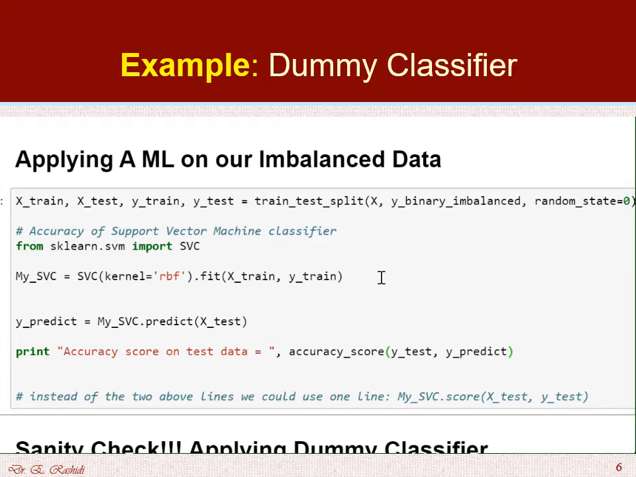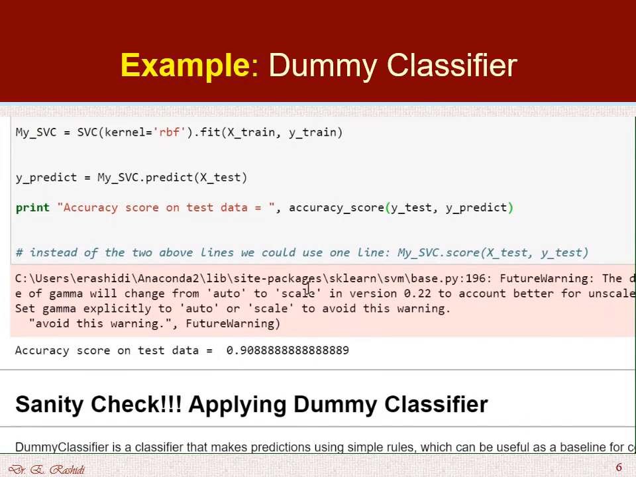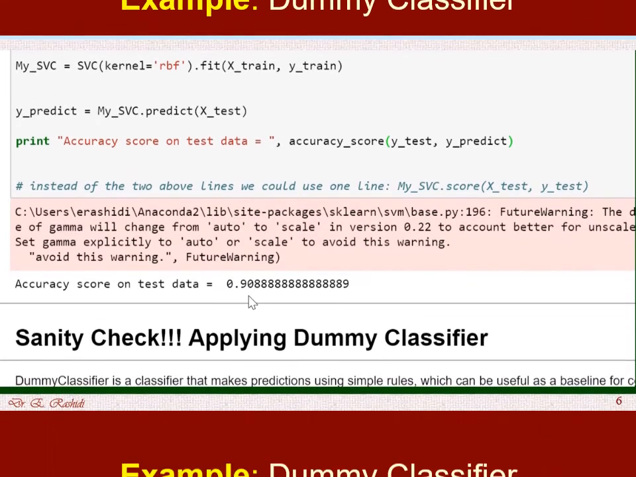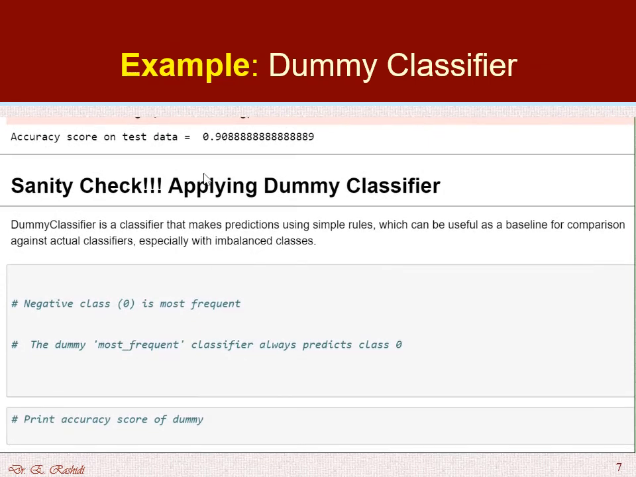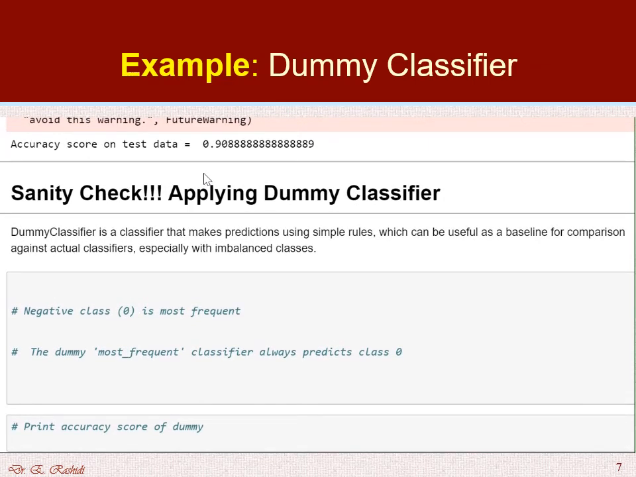All right, so I'm going to run this. And as you see here, the accuracy score on test data on the imbalanced data set is about 91%. And that sounds really high. That sounds really wonderful. What we want to see is whether this is because of our algorithm. Is our algorithm really good, or is it something else?